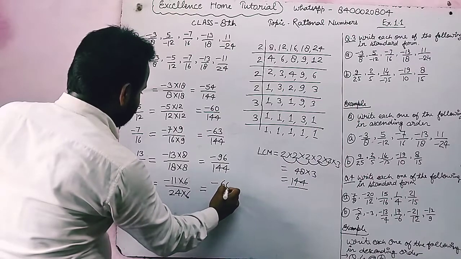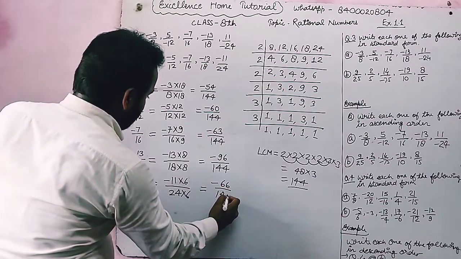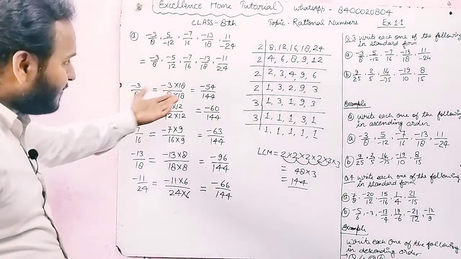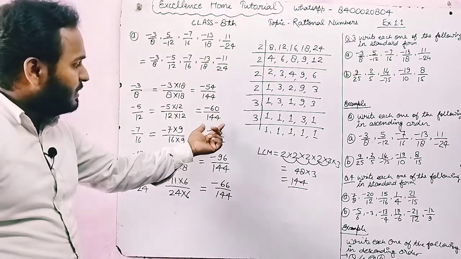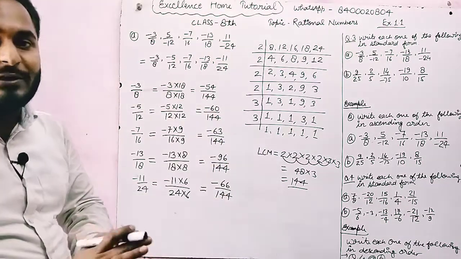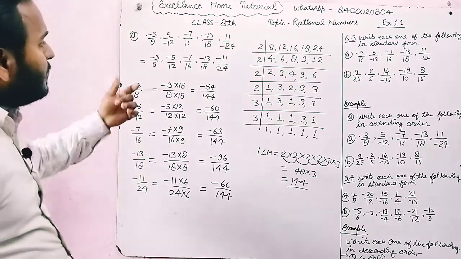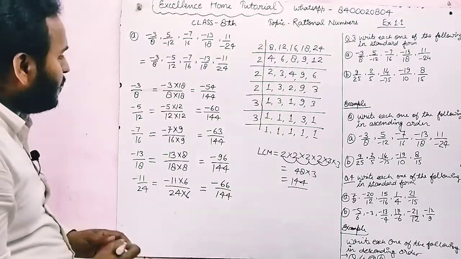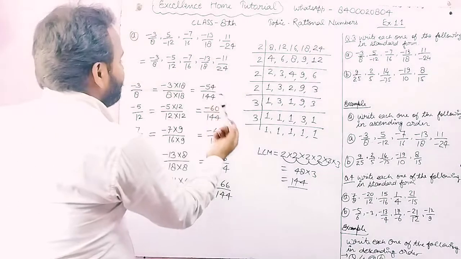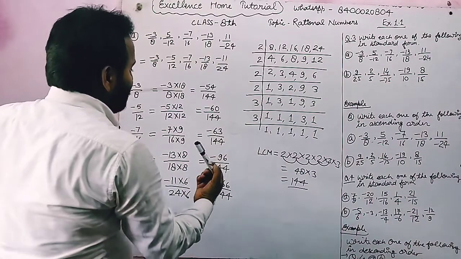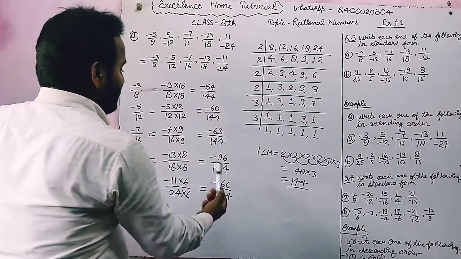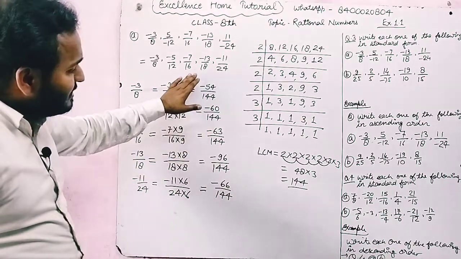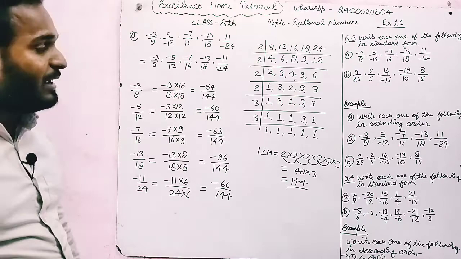So this is 66 by 144. Now all rational numbers are converted to the same denominator as 144. Now we have to compare the numerators of these rational numbers. So this is minus 34, this is minus 60, this is minus 63, this is minus 96, this is minus 66. So in these, all numbers are negative.